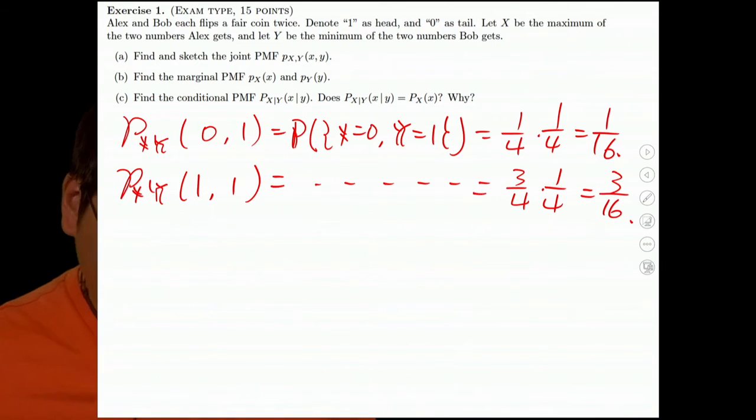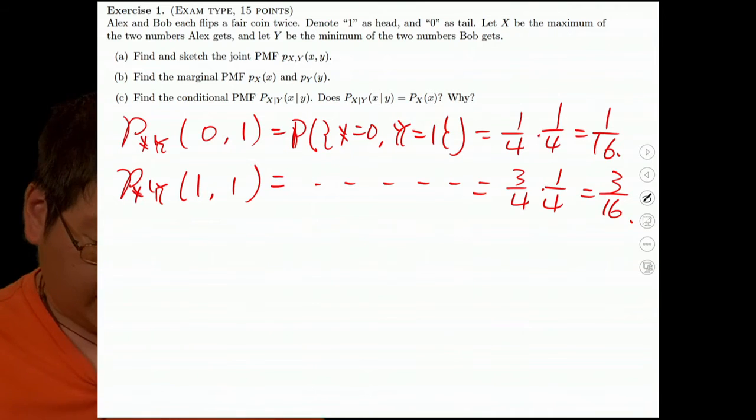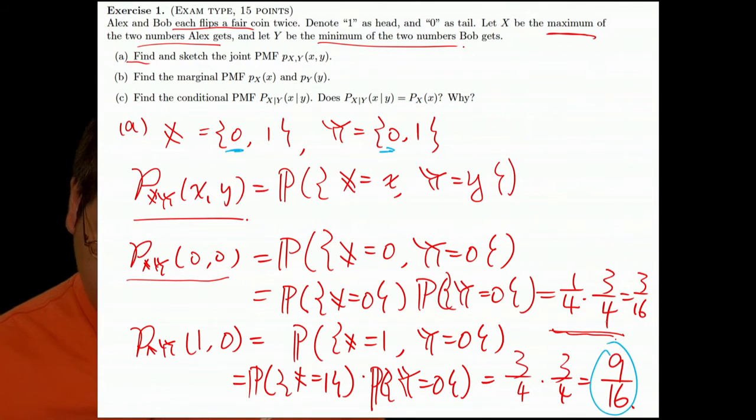So you make sure that this PMF is valid and correct. You add those PMF values together: this one plus this one plus this one plus this one. So the summation is 1, which is correct. They satisfy the properties of a PMF.